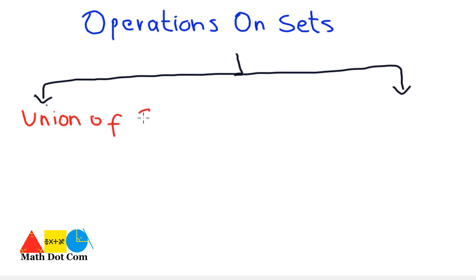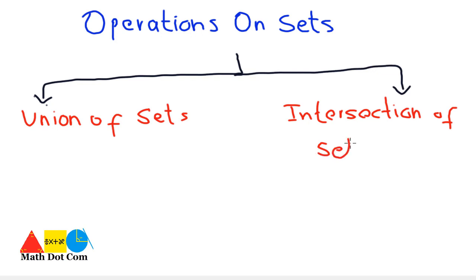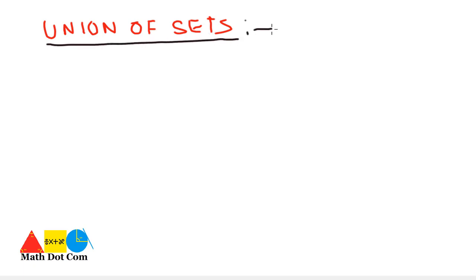First of all, we have the union of sets, and the other is intersection of sets. So let's discuss them one by one with their definition, notation, and examples. Start from union of sets. A very easy concept but important to understand properly. We'll start from its definition.